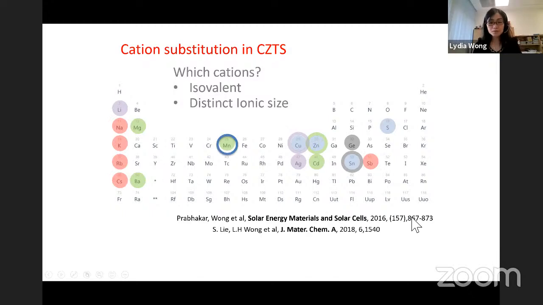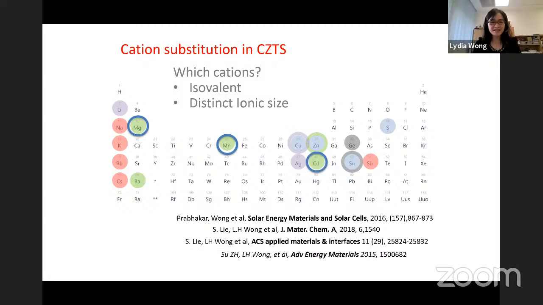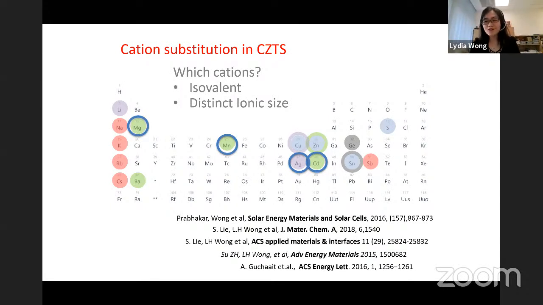And my group has been doing this. For each of these elements that I circled in blue, we have at least one publication. So you can see, actually, material science is very easy to publish. You just change one element, do a study, publish one paper. Of course, it's not easy. One paper will take a few months at least, or even a year to generate.